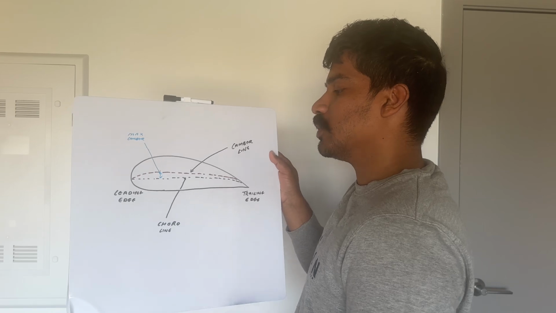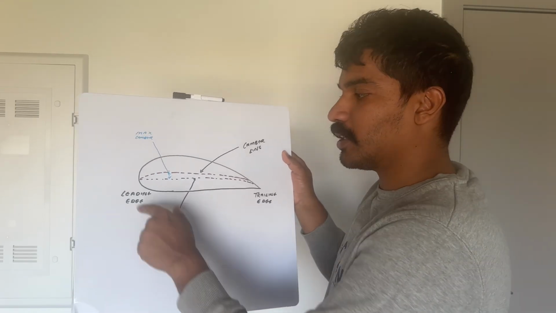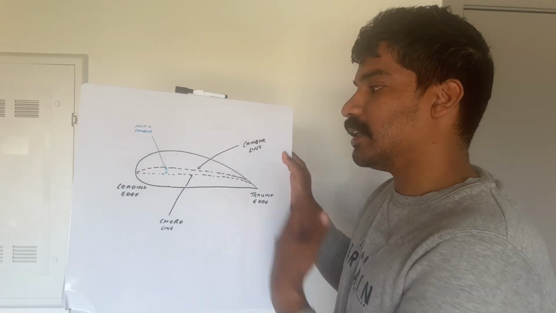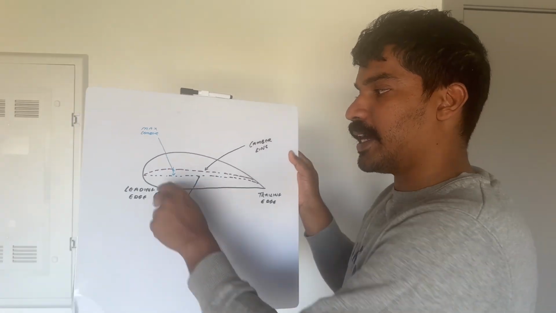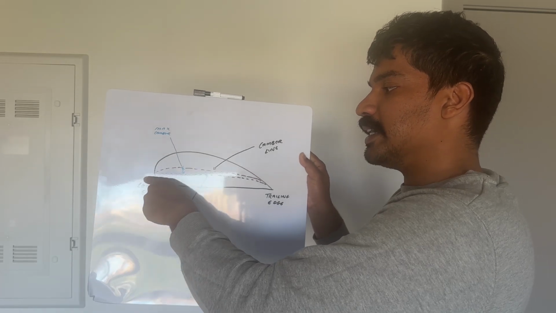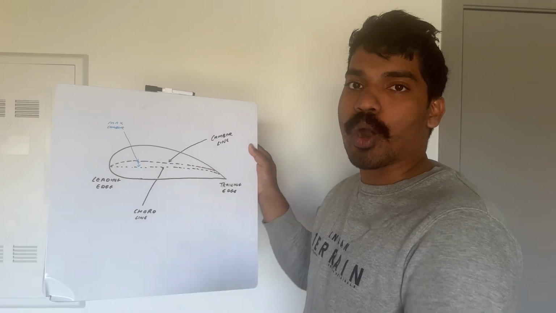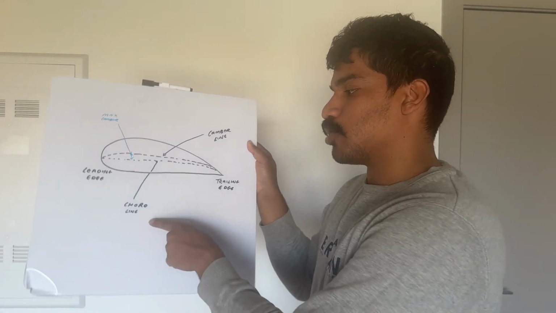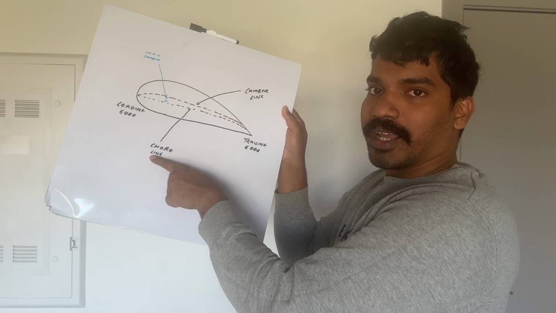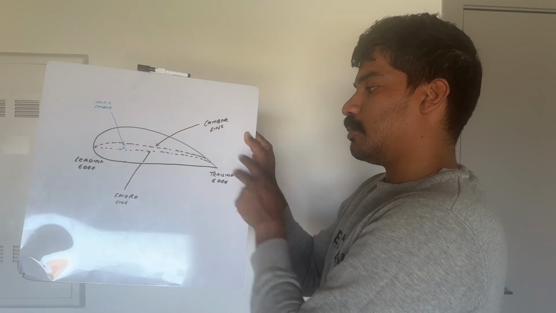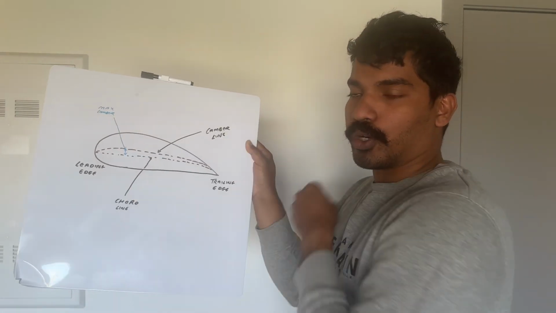Now, another important thing is the chord line. If you imagine an imaginary line joining the leading edge to the trailing edge, it's called a chord line, right? C-H-O-R-D L-I-N-E, chord line. Front to the back, if you draw a line.